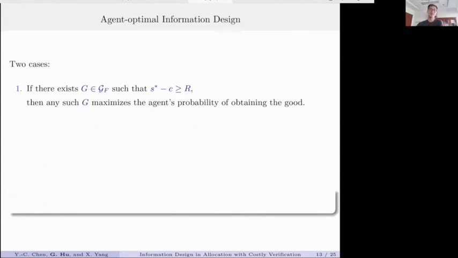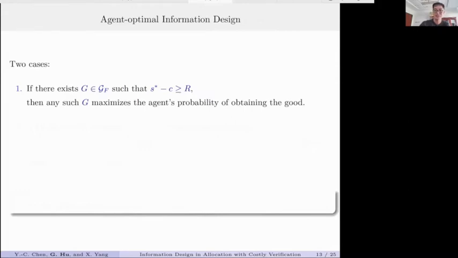Given the solution to the mechanism design problem, we consider the agent optimal information design problem first. Like in the solution, we consider two cases. If there exists some signal distribution such that the corresponding threshold is large enough, then the agent gets the good with probability 1, right? So any such signal distribution maximizes the agent's utility, so it must be agent optimal.